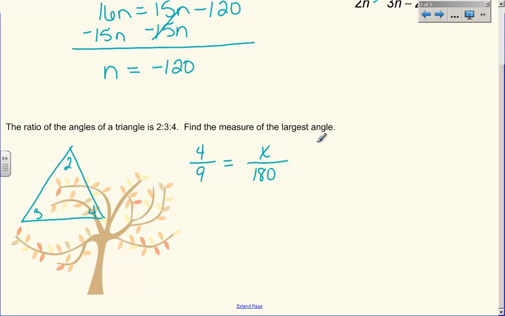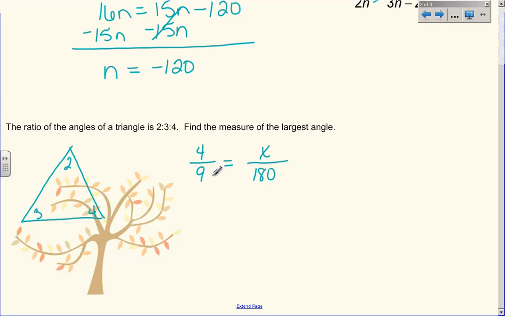So that's how I would set that up. The 4 came from the 4 in the ratio, the biggest number. The 9 is from adding up all the numbers in the ratio, because I would add up all the angles of the triangle, so it's in the same place as the 180 for a real triangle would equal 180.